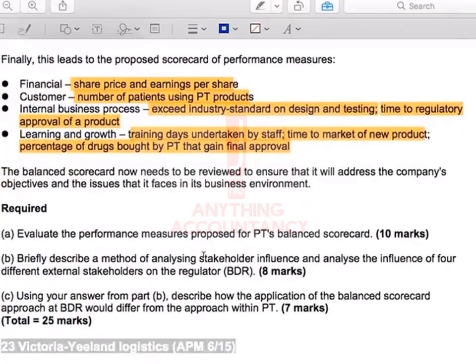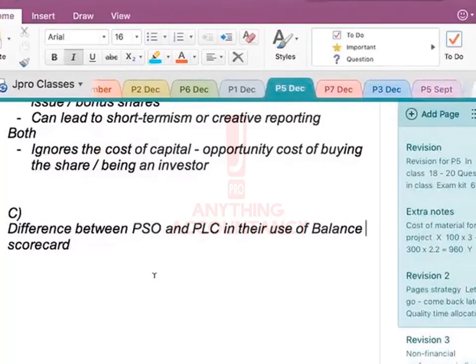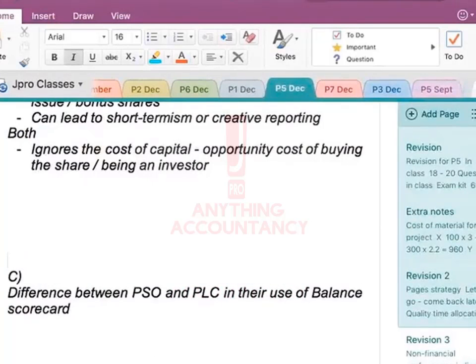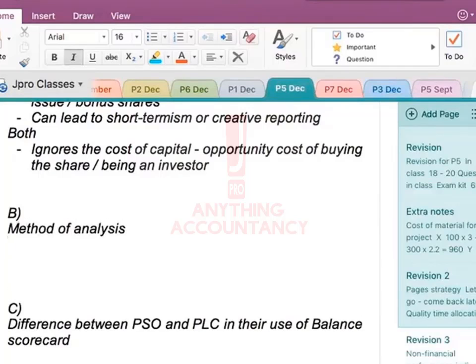You need the answer from B. So you have to do B first, right? Okay, we'll do B first. So what's B? B is different types of stakeholders. The first one asks you to do what? Describe the method of analysis. What's the method?